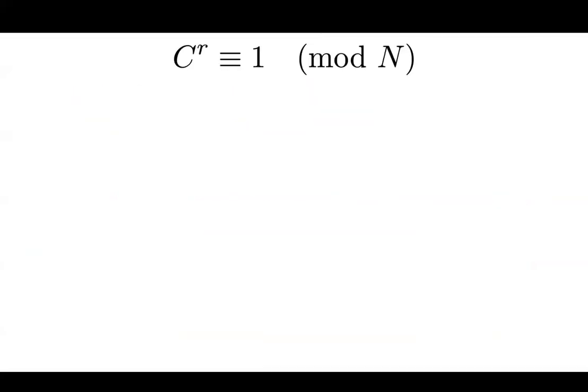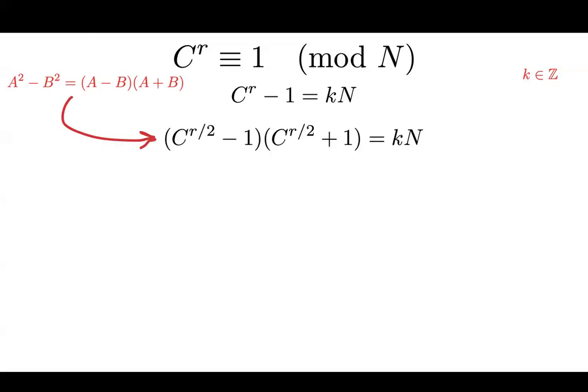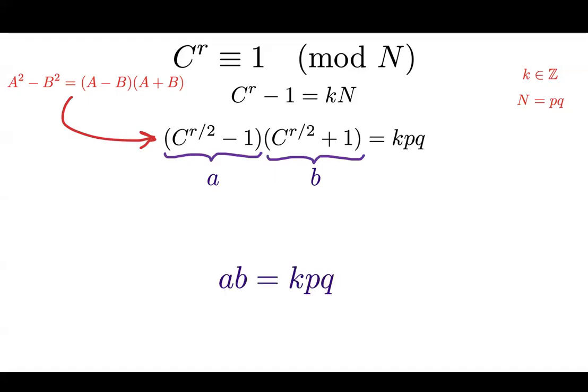Let's write it using the general variables again. c to the r is congruent to 1 modulo n, which implies that c to the r minus 1 equals kn for some integer k. And using this relation, we can write the equation in this form. Let's write out n as p times q and call this expression a and this b. So we have ab equals kpq.